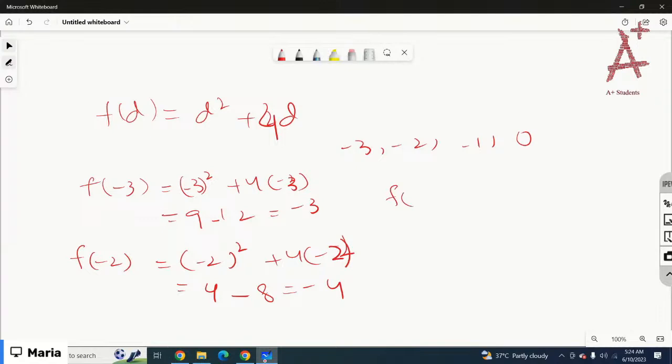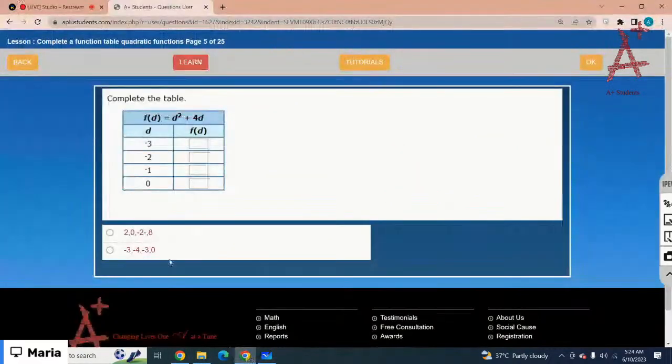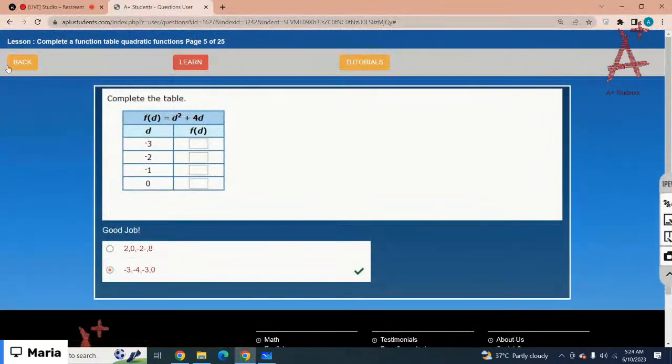Now you have to do f of negative 1. So it would be negative 1 square plus 4 times negative 1. So negative 1 square is 1 and 4 times negative 1 is negative 4. So it would be negative 3. Now you have to calculate for 0. So it would be 0. So the values are negative 3, negative 4, negative 3 and 0. So that would be the second option. Got it? Okay, you can complete the test by yourself later today. Let me just move on to the next lesson.